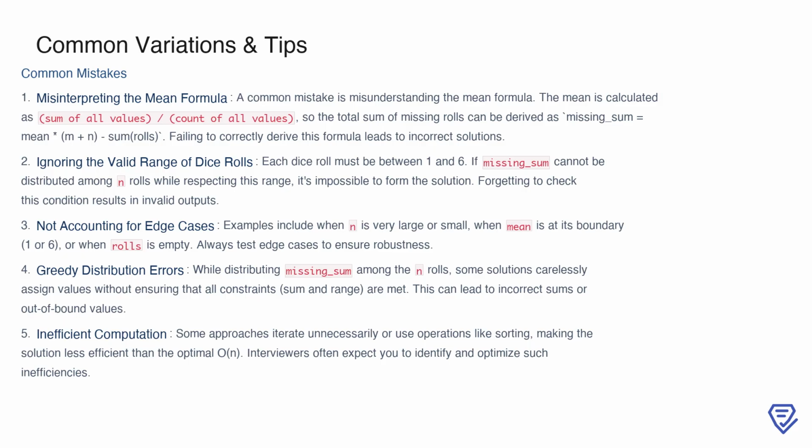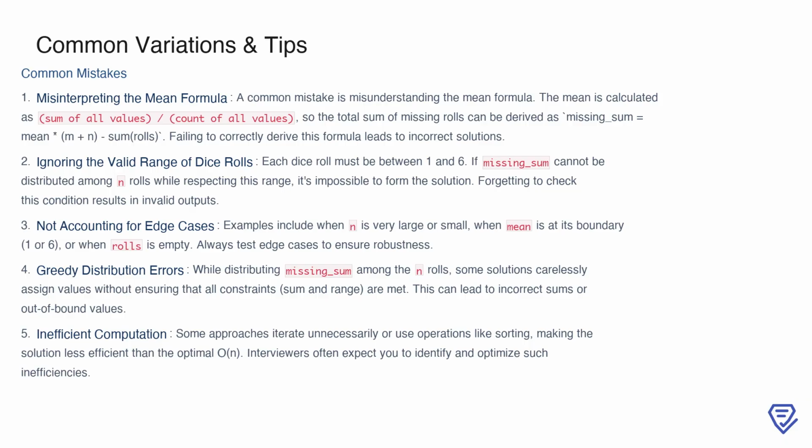First, misinterpreting the mean formula can lead to errors. Remember, the mean is calculated as the sum of all values divided by their count. From this, the total sum of the missing rolls can be derived using the formula, missing_sum equals mean multiplied by the total number of rolls, minus the sum of the given rolls. Misunderstanding or incorrectly applying this formula often leads to incorrect solutions.